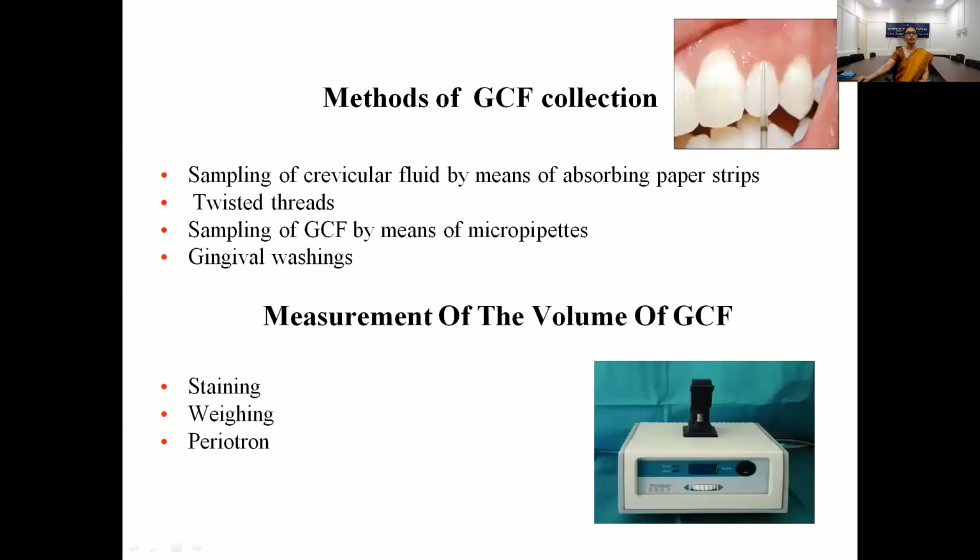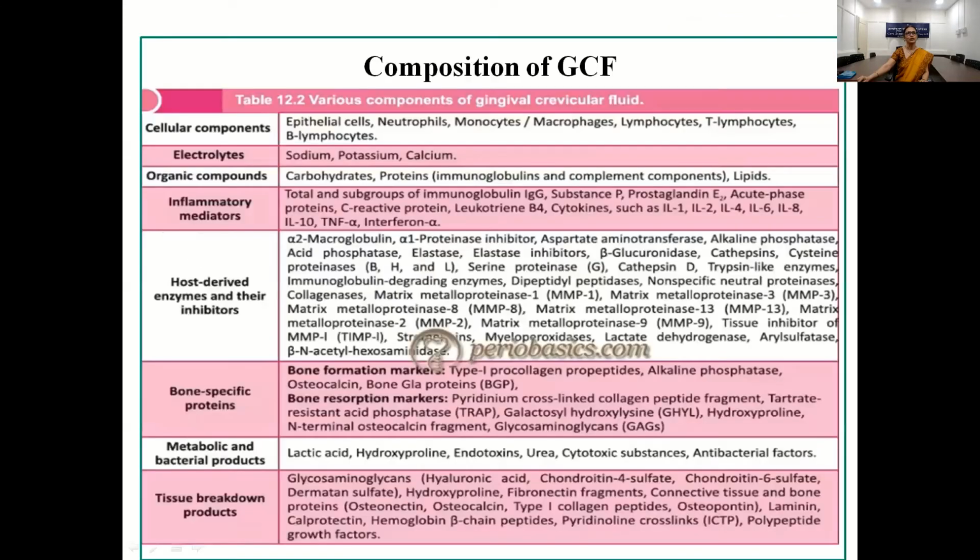Now, gingival crevicular fluid. These are the different methods of collection of gingival crevicular fluid. You can use absorbing paper strips, twisted threads, micropipettes and gingival washings. Now, how to measure the volume of gingival crevicular fluid? Staining, weighing, and even you can use Periotron. Now, SAQ can be asked to you on gingival crevicular fluid. So, if a question has been asked to you on gingival crevicular fluid, you have to mention all these things.